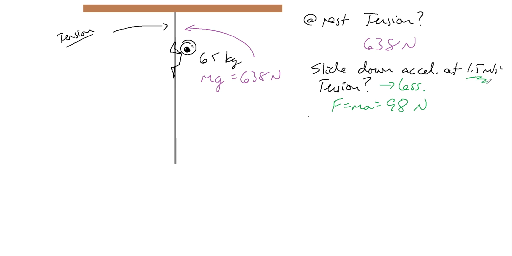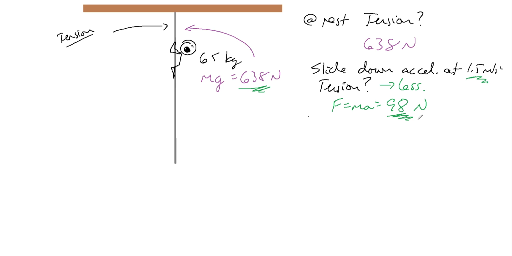Well, gravity's pulling on him with 638 newtons. About 100 of it is being used to move him. So where's the rest? Well, the rest must still be tension in the rope. And you're not sliding down very fast, okay? You're only accelerating at 1.5. I mean, if you let go of the rope, you'd be accelerating at almost 10, like 9.81.